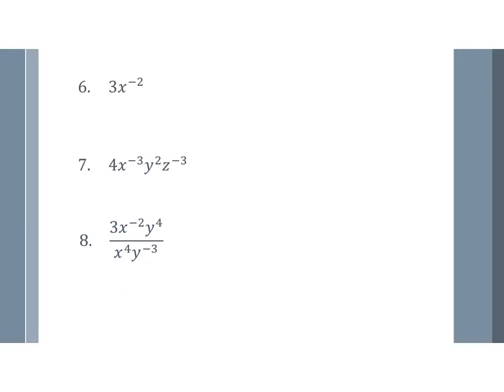Let's try another example. In this example, the only thing that has the negative 2 power is the x. The 3 is going to stay on top, and the x squared moves to the bottom.